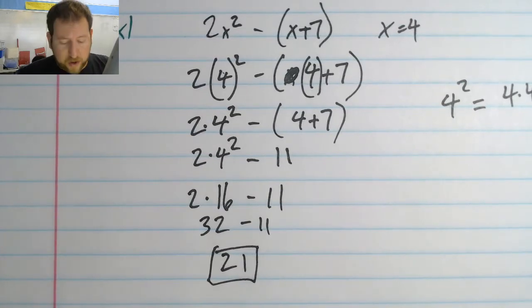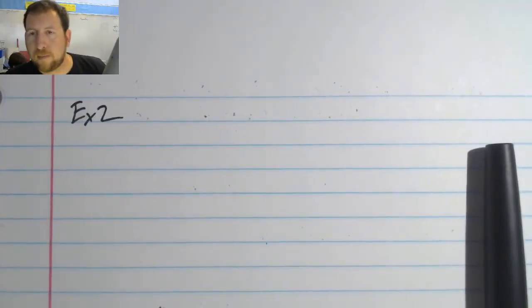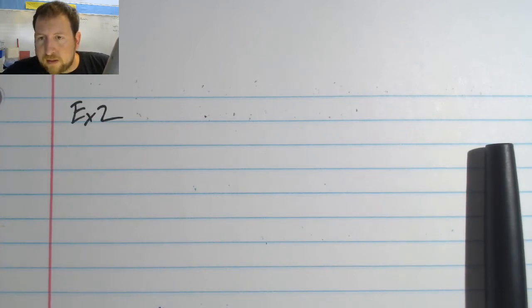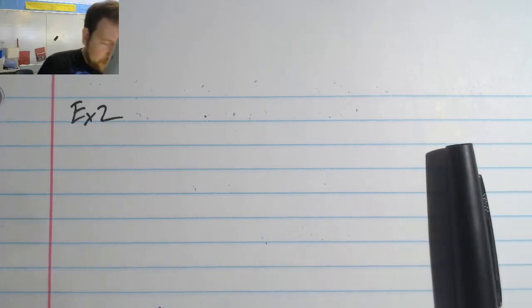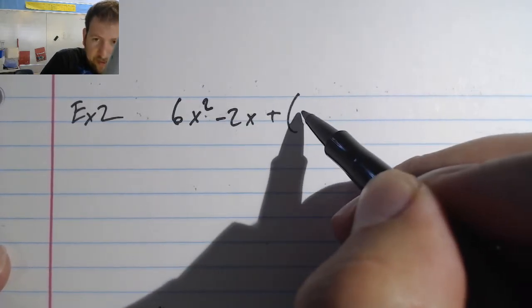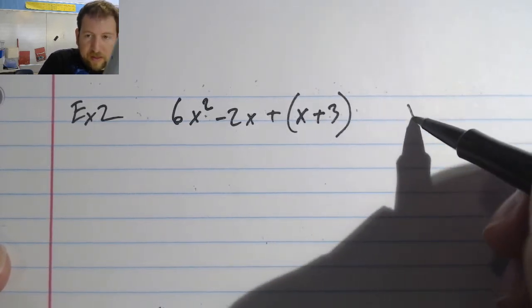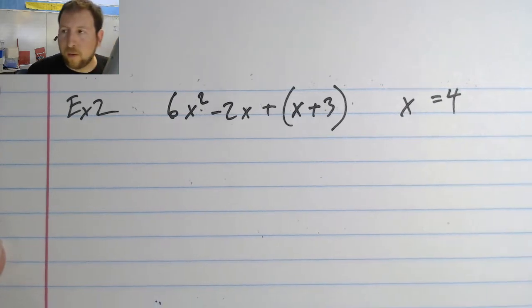Feel like you get it? Go ahead and go on. I'll probably do a couple more. Example 2. Let's see. Let me find one that I like. Okay, I like this. We're going to do 6x squared minus 2x plus, parentheses, x plus 3. In this case, x is equal to 4.